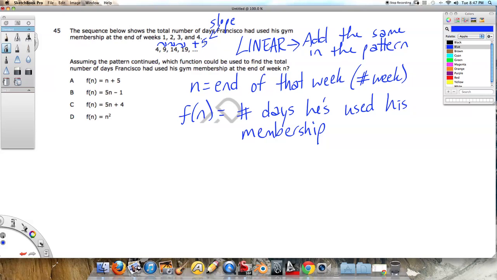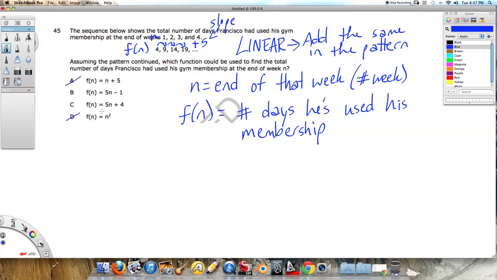So our slope, since we're adding 5 every time, and the reason this works out to be exactly 5 is because we're just adding 1 week at a time. Think about this as these are our f of n values, and these are our n values up here, the weeks 1, 2, 3, and 4. So change in y, which is 5, over the change in x, or in this case n, going up 1 week at a time, 5 over 1 is just 5. That means I can go ahead and cancel out A and D. D definitely, because that is n squared, which would be part of a quadratic, and A doesn't have a slope of 5. So we cancel those out.